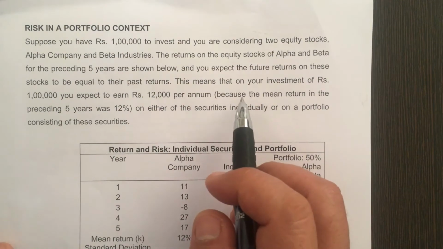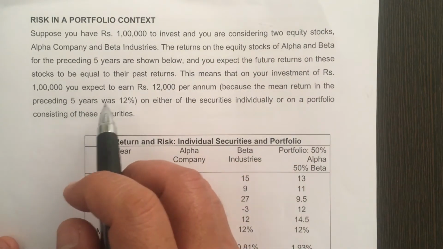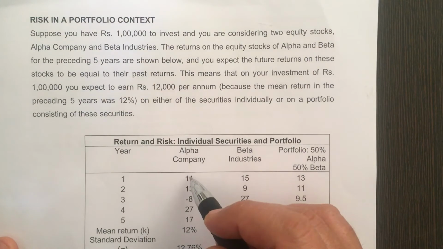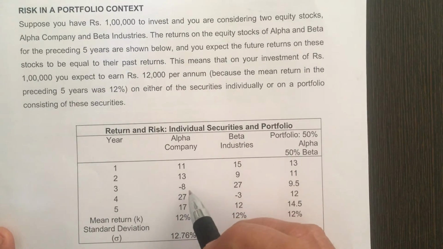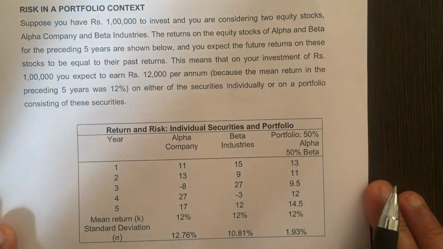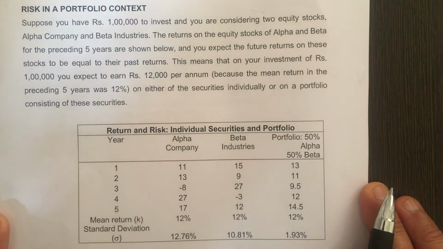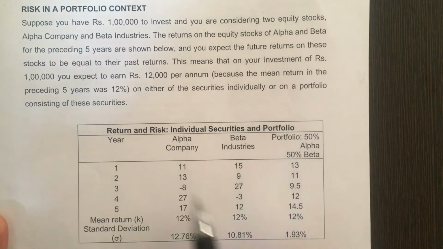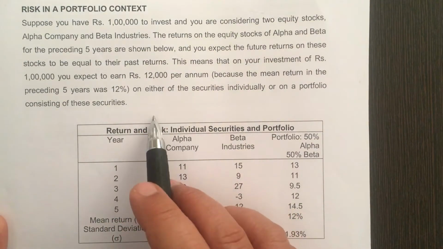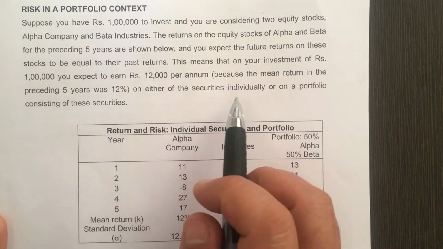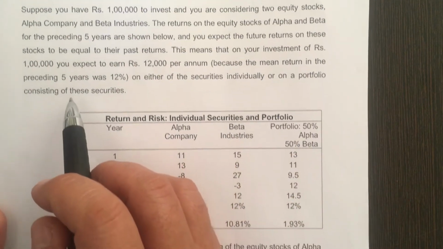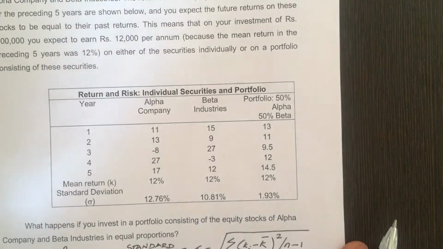Now, how did you get that? Because the mean return in the preceding 5 years was 12%. If you add all this, 11 plus 13 minus 8, and so on, and divide the sum by 5, you get 12%. So that is your mean return. You expect a return of 12% on your investment, which translates to 12,000 rupees per annum on either of the securities individually or on a portfolio consisting of these securities.